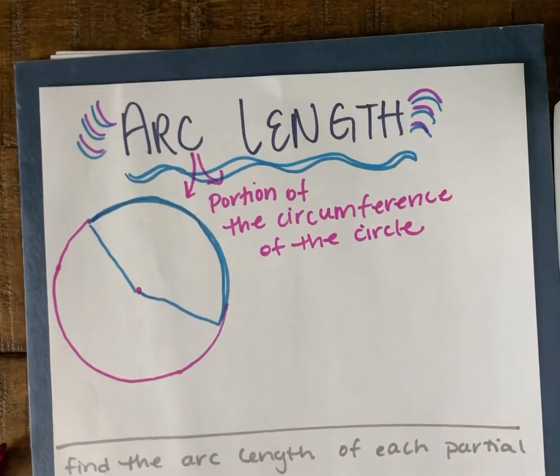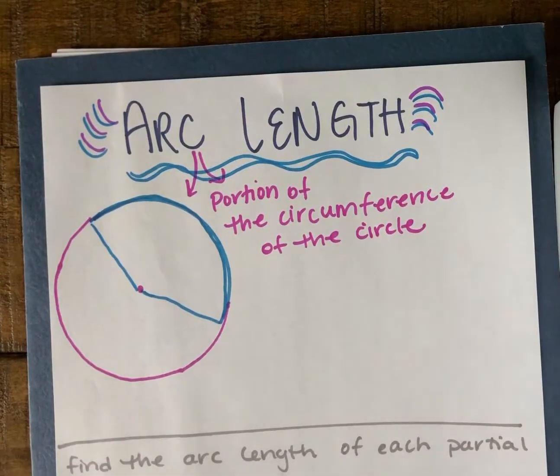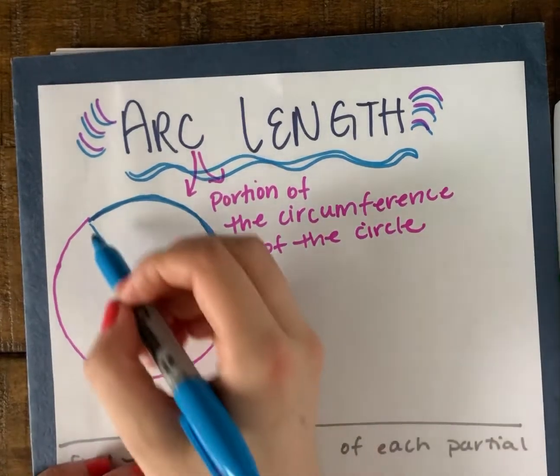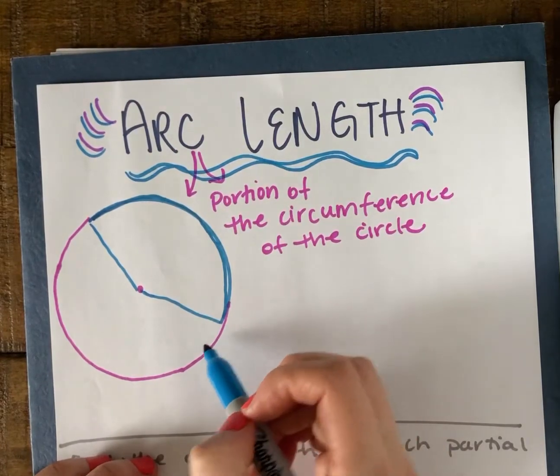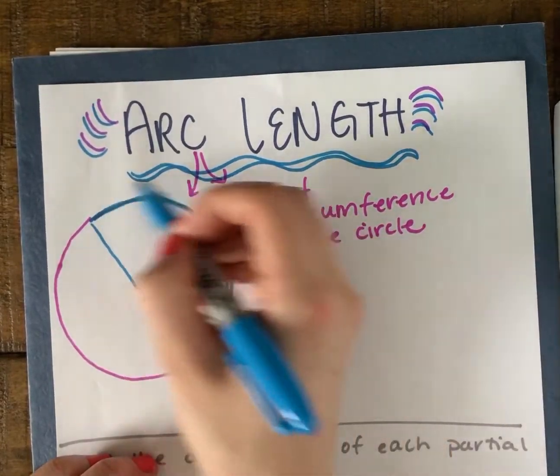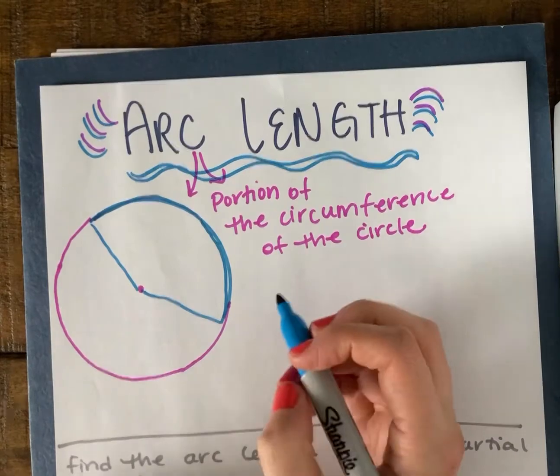So similar to what we did with sector areas, where we thought about the slice of pie and how much area would be taken up, with arc length, we're thinking about this same slice, but we're talking about what portion of the circumference we have.